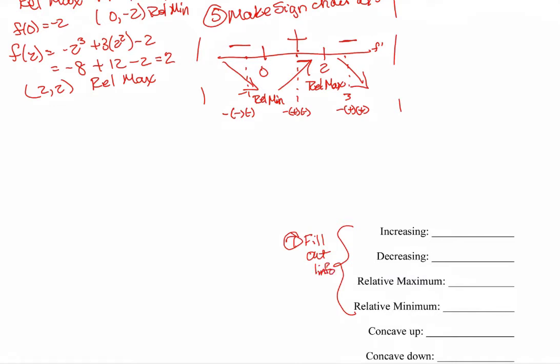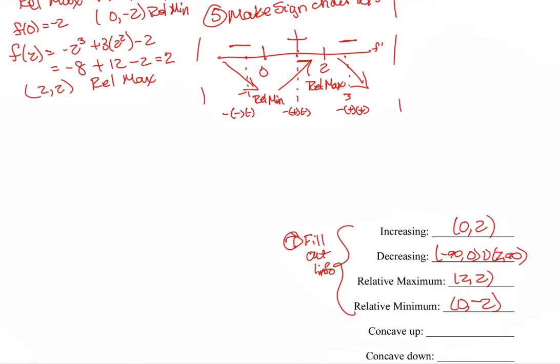So that I don't forget. So I am increasing from 0 to 2. I'm decreasing from -infinity to 0 union 2 to infinity. My relative max is the point (2, 2), and my relative min is the point (0, -2). Okay?